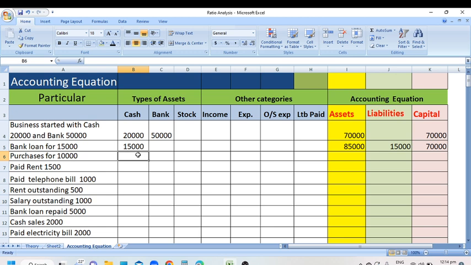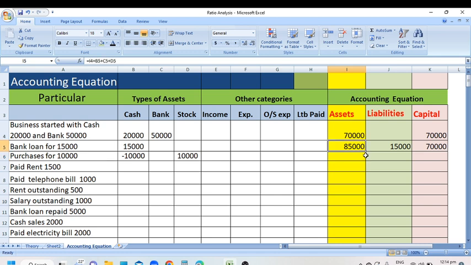Then they did the purchases for 10,000, because they already have 70,000 cash, and definitely they need to buy something, some stock for selling, because this is a sale and purchase business. So 10,000. When the 10,000 goes, it will be deducted from the cash definitely. So the cash goes out, but what do you get back? The stock. You buy stock for the 10,000, the 10,000 cash will be reduced and stock will be added here.